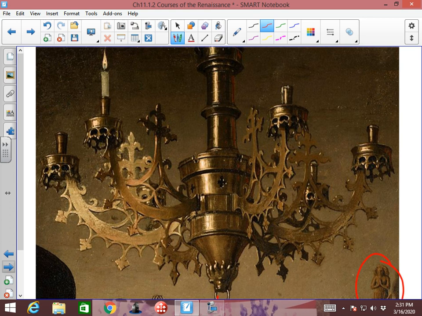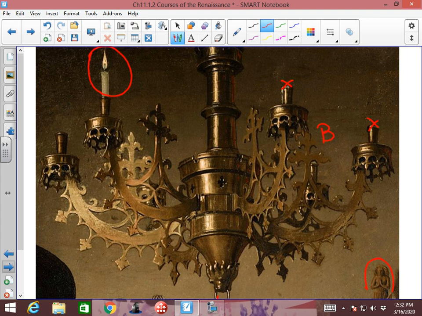You have one candle lit on the side of the groom, and no candles lit on the side of the bride. So if you see, there's nothing lit here. And then you have this little saint right here.